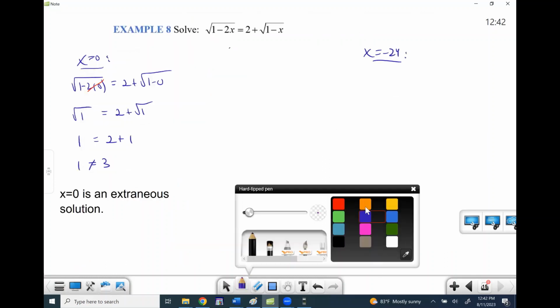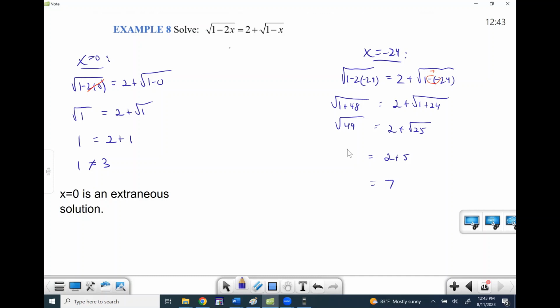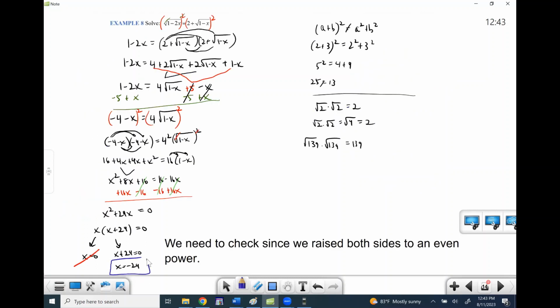All right, let's try -24. So the minus, right? Minus a negative, that's going to become a plus. So this is really 1 plus 24. Square root of 25 is 5. So the right-hand side of the equation is 7. Let's see what happens on the other side. All right, a negative times a negative is going to make that a positive. 2 times 24 is 48. Ooh, I like that number. 1 plus 48 is 49. And the square root of 49 is 7. This one worked out. All right, so let me put an X next to this one. We're going to go ahead and keep x equals -24 as a solution.